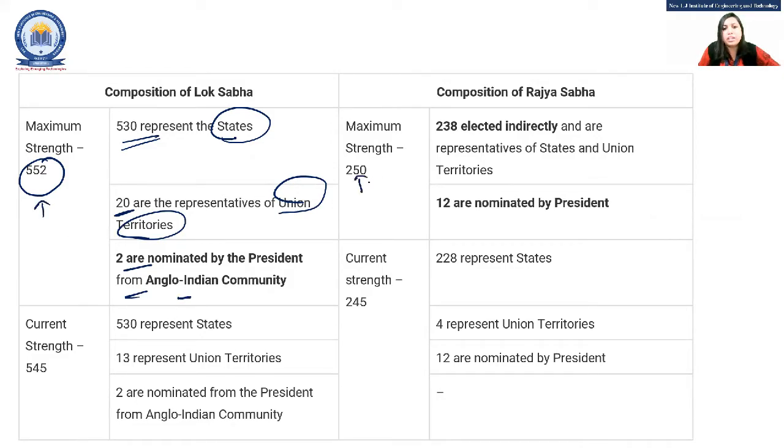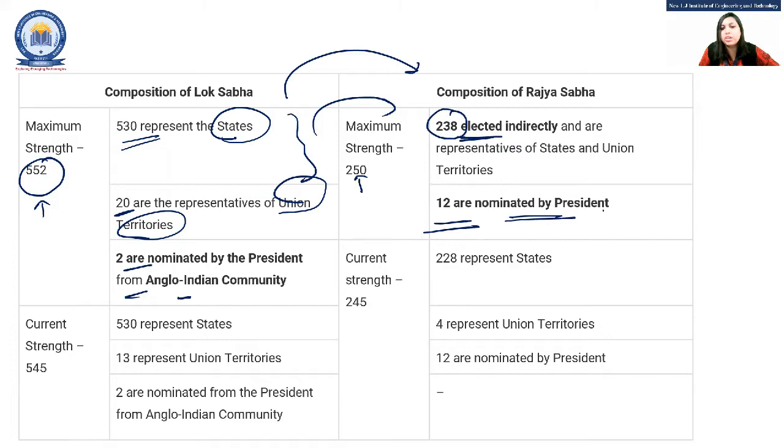Same way, as we saw, the maximum strength of the Rajya Sabha is 250. 238 are elected indirectly, by the state legislators, and they can be a combination of state and union territories. Here it's not written like it is for the Lok Sabha. No particular number is there for how many from the states or how many from the union territories. The combined digit is 238 for the Rajya Sabha. 12 other members, 238 plus 12 is 250. So 12 members are nominated by the president. That is how the Lok Sabha and Rajya Sabha composition is different.